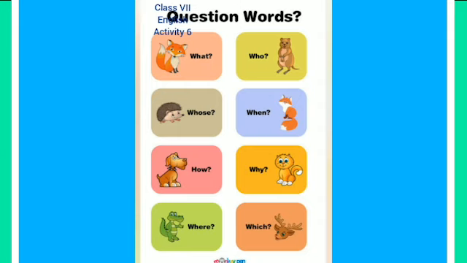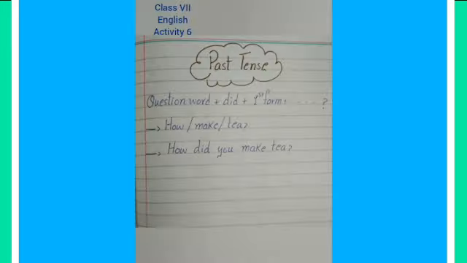Students, now here are some question words: what, who, whose, when, how, why, where and which. Now I will tell you how we can make past tense interrogative sentences by using these words. Listen carefully. Students, we are talking about past tense. So if we make an interrogative sentence by using a question word, first of all you have to write the question word, after this did, after this the first form of verb, and after this the remaining part of the sentence, and at the end of the sentence you have to put a question mark.